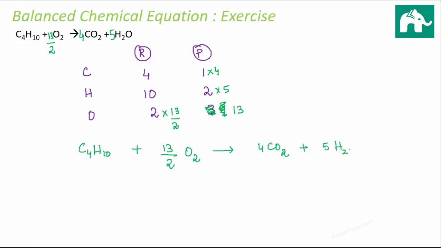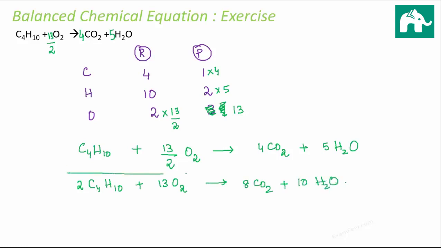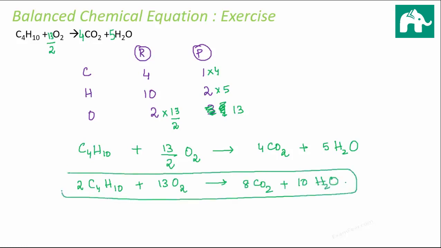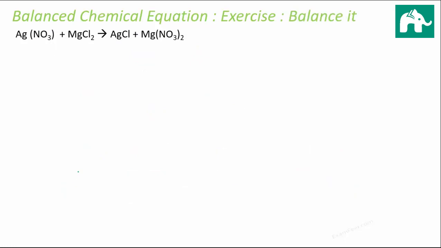Right? So how do we get rid of the fraction? By multiplying the entire equation by the denominator. So when we do that, we get 2C4H10 plus 13O2 gives 8CO2 plus 10H2O. So this one is a balanced chemical equation. Let's look at the next equation.